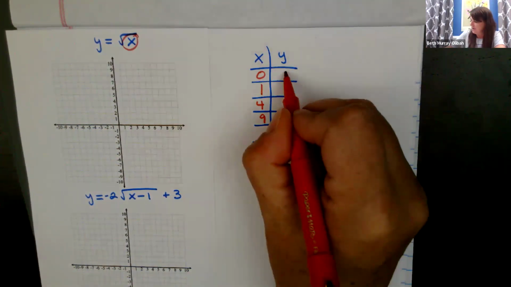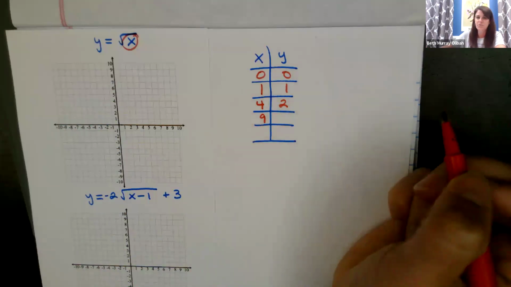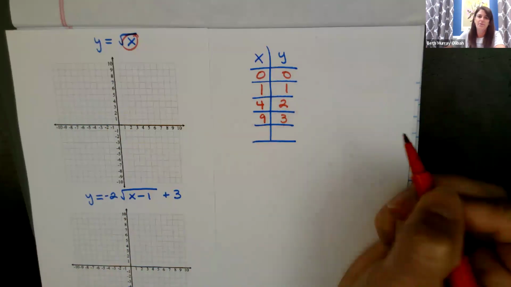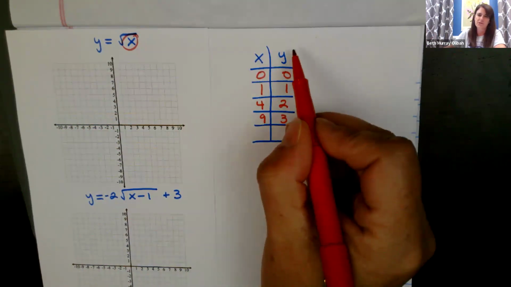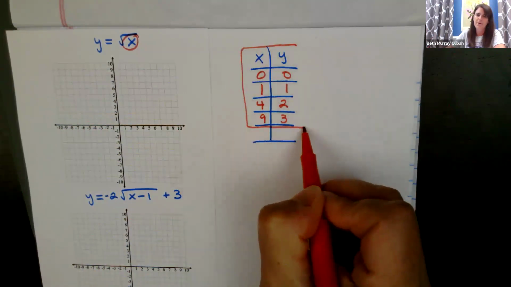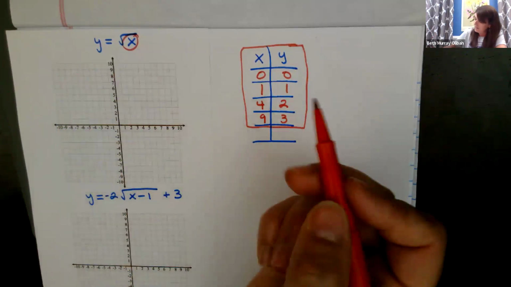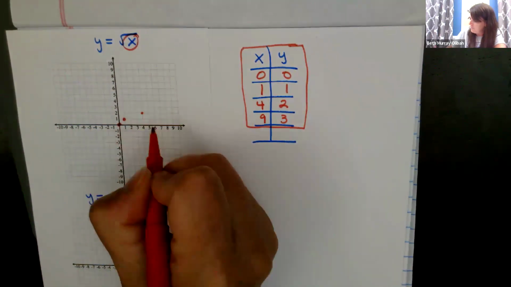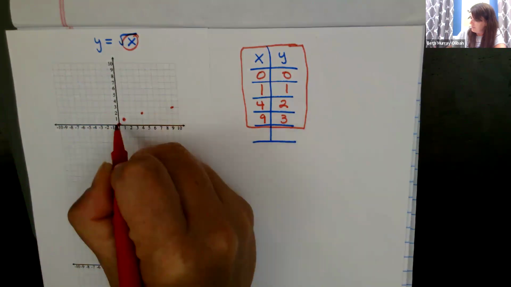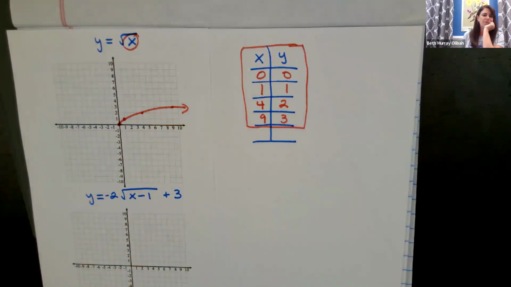If I take the square root of 0, I get 0. Square root of 1 is 1, square root of 4 is 2, and square root of 9 is 3. If you wanted to do another one, you could do 16, but that's plenty. So I'm just going to use this for my parent graph numbers. And let's go ahead and just graph that so we remember what the parent graph looks like. 0, 0; 1, 1; 4, 2; and 9, 3. So it's a curve that starts at 0.